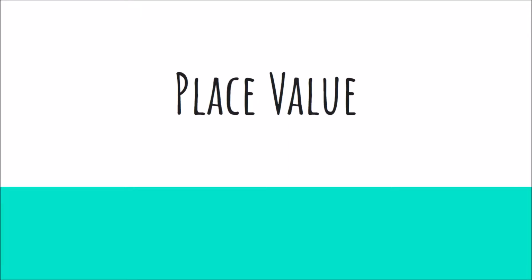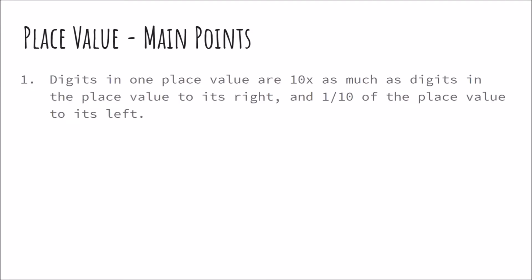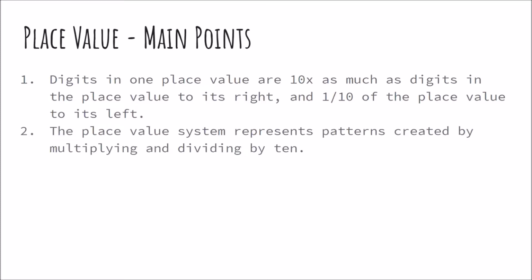Hi, everybody. Today we're going to talk about place value. When we're talking about place value, there's two main points that I want you to keep in mind. One, digits in one place value are 10 times as much as digits in the place value to its right, and they are 1/10 of the place value to its left. The second point is that the place value system represents patterns created by multiplying and dividing by 10.